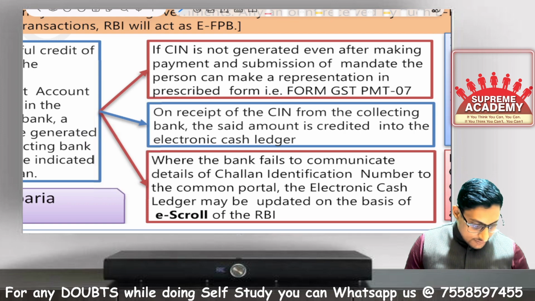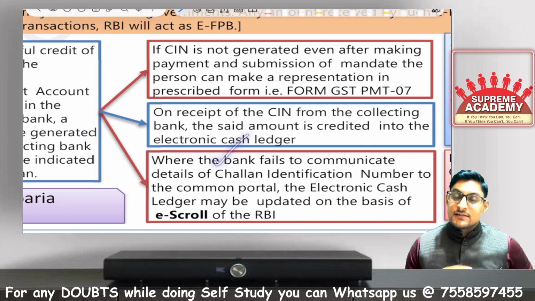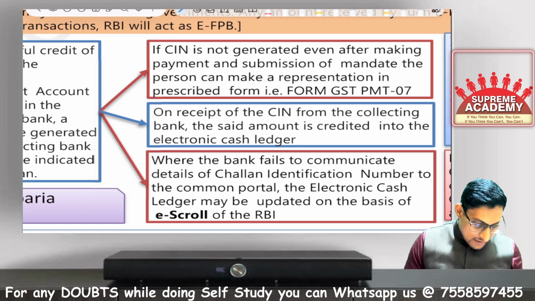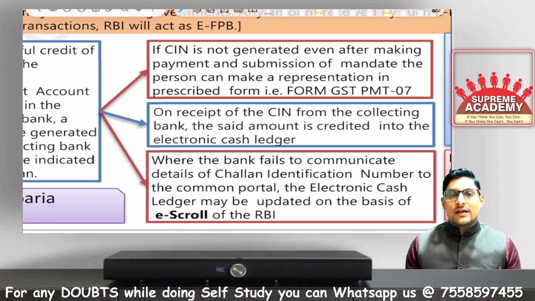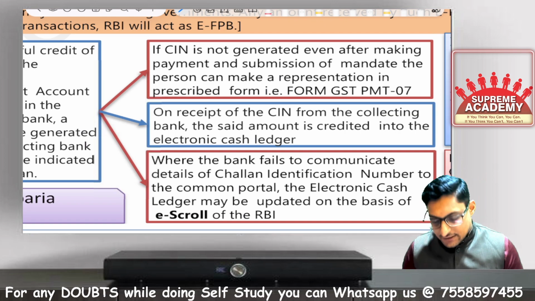And thirdly, what can happen? The bank has generated the CIN, but the bank has not communicated the CIN to the taxpayer. Then also there is no problem, because in the RBI e-scroll that will be seen and corrected, and your cash ledger will be updated accordingly by the amount you have deposited.